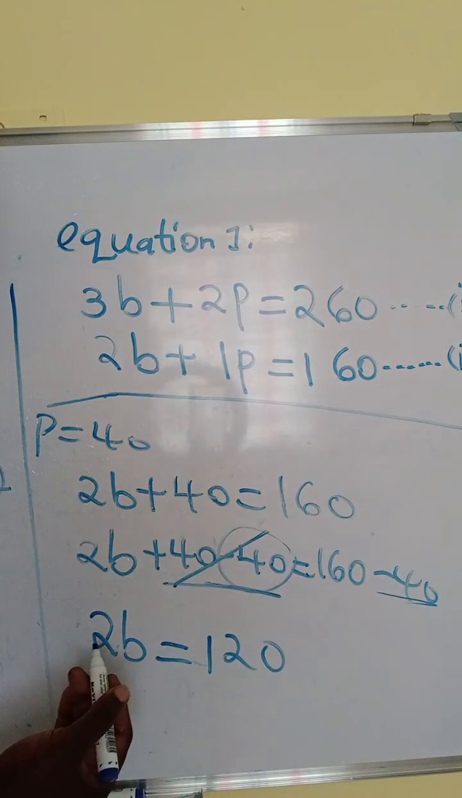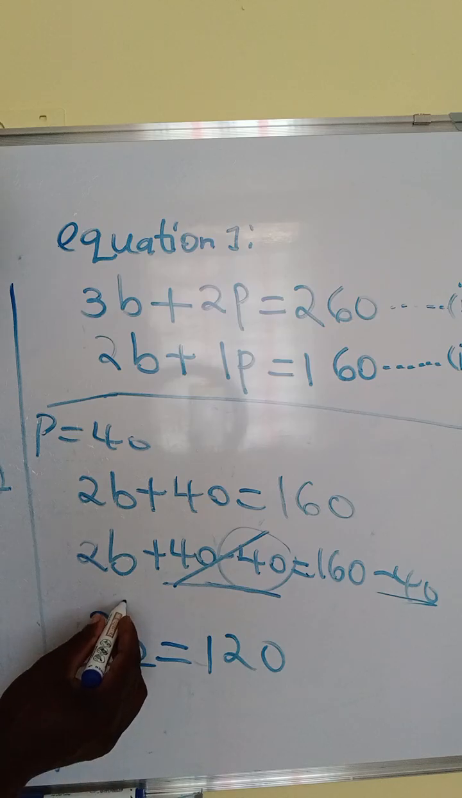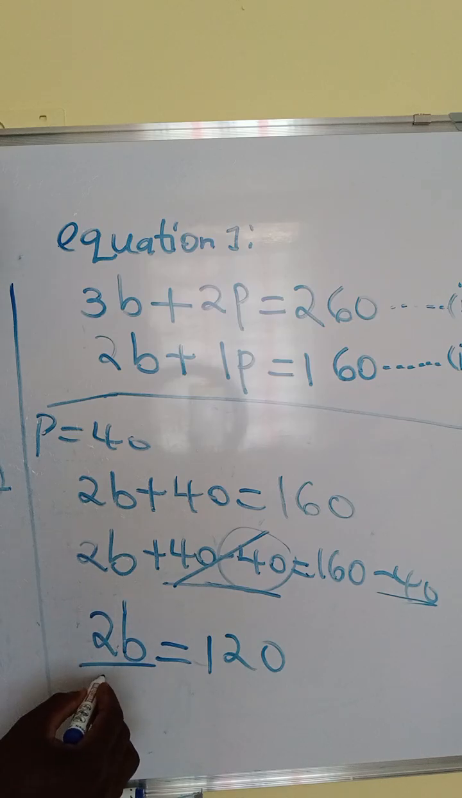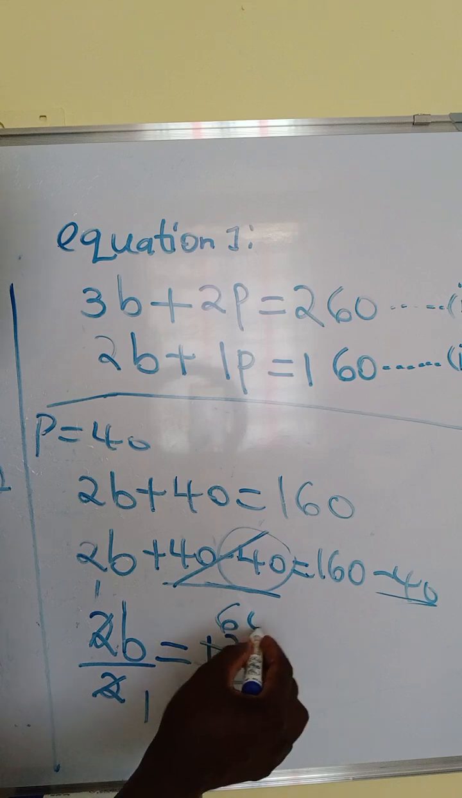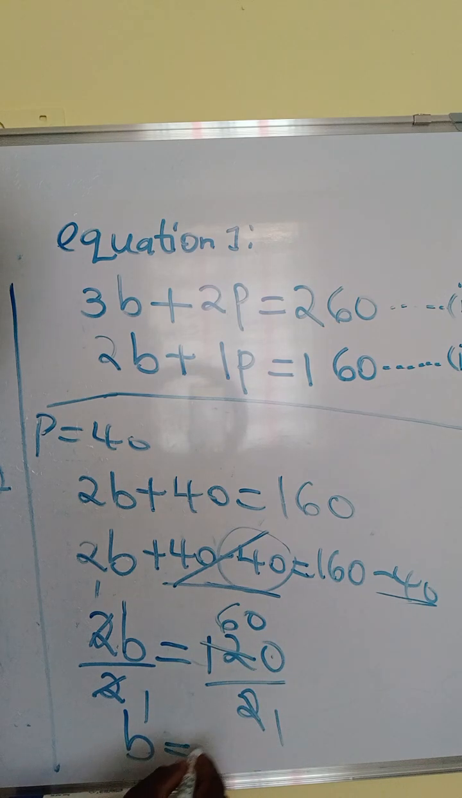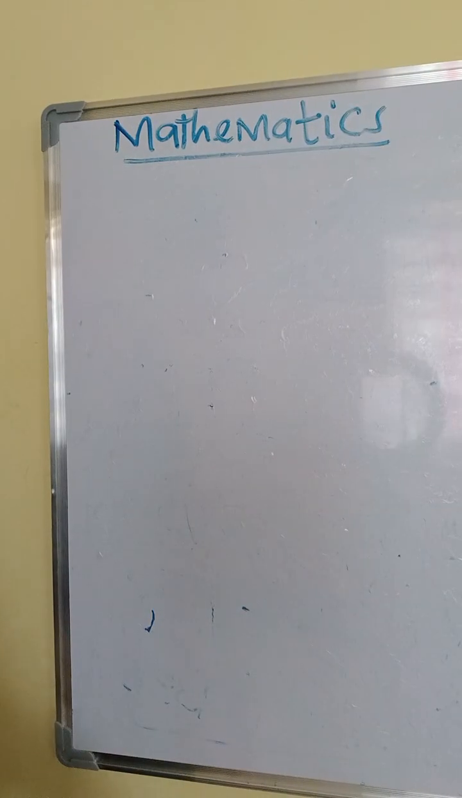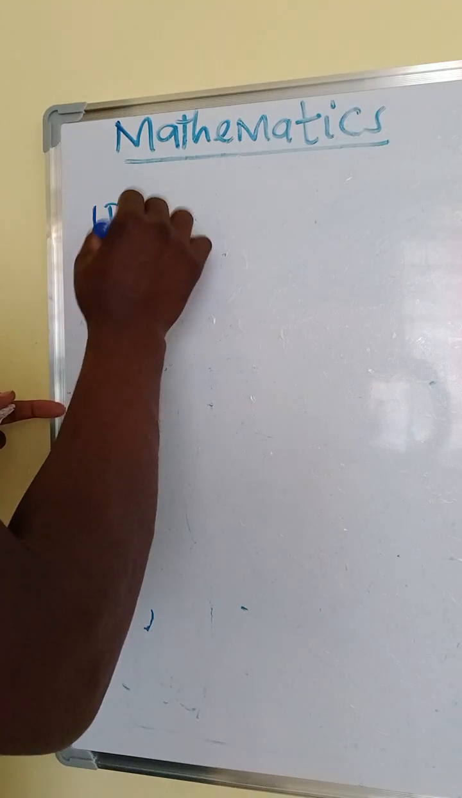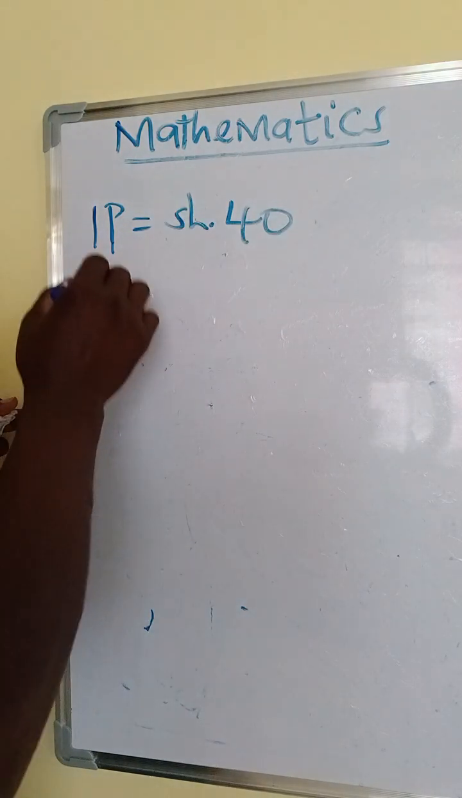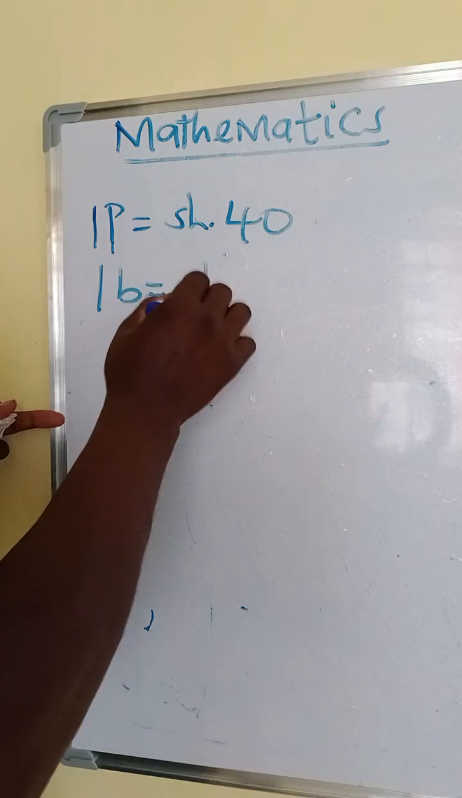At this point, we get the value of b by dividing both sides by the coefficient of the unknown, which is b. The coefficient here is 2. You divide both sides by 2. So b is 60 shillings, and b represented the cost of one book. Finally, we have already gotten the cost of one pen to be 40 shillings and one book to be 60 shillings.